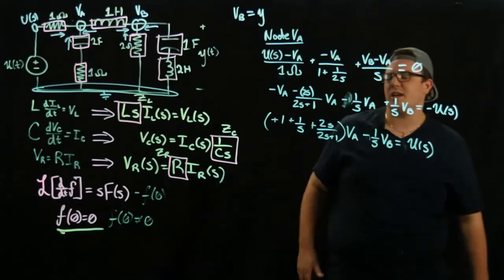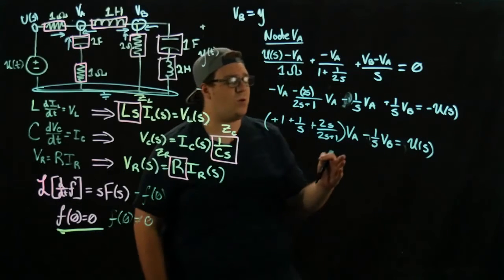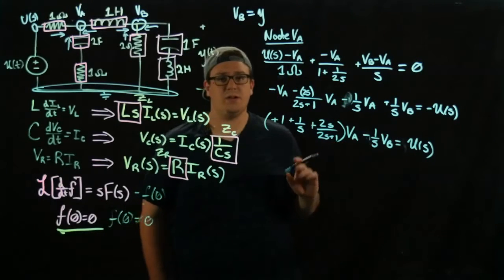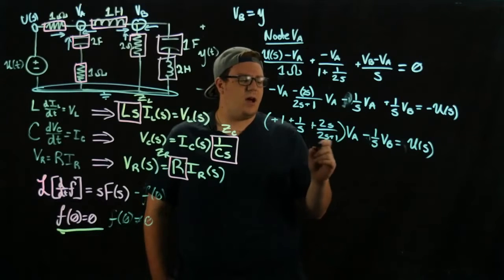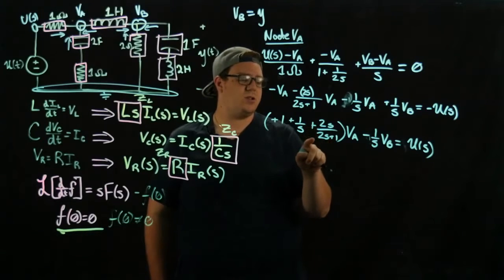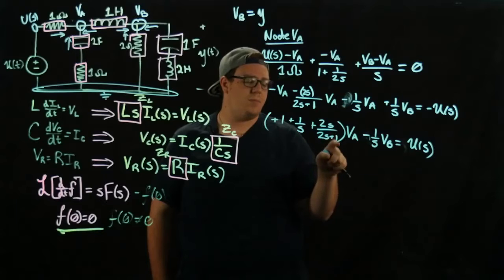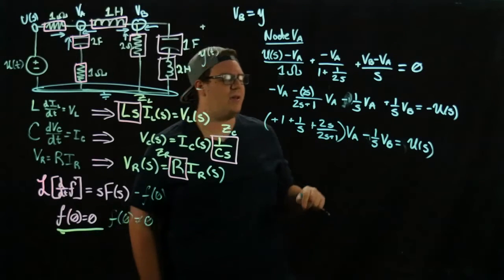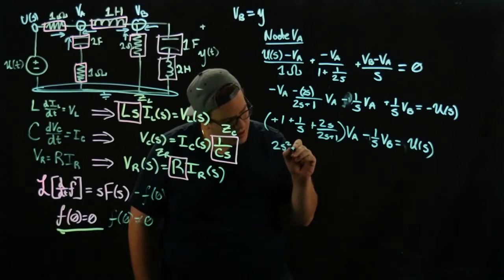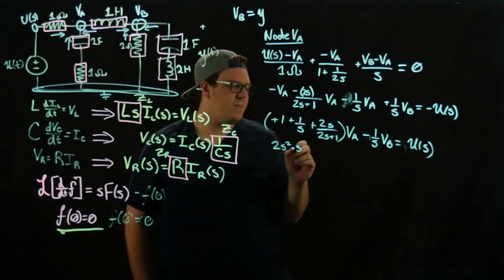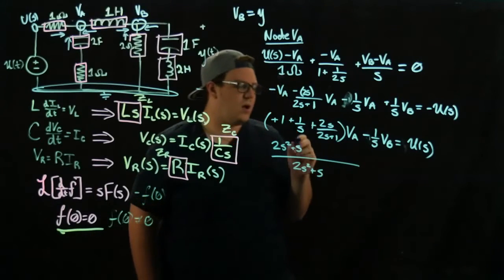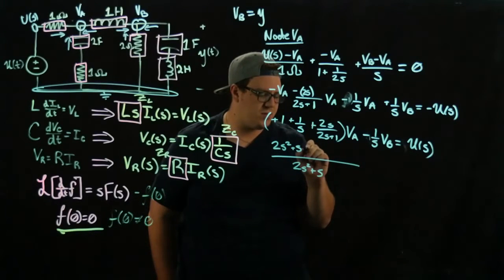Now this is very hard to work with. This is a bunch of different terms added together. So we're going to make this one giant fraction, and then we'll be done with this node voltage. The way that we do that is we're just going to multiply everything by the common denominator, which is 2s squared plus s, and then we'll cancel as needed. So we get 2s squared plus s for this 1, and this is all going to be divided by 2s squared plus s. We then add a 2s plus 1.